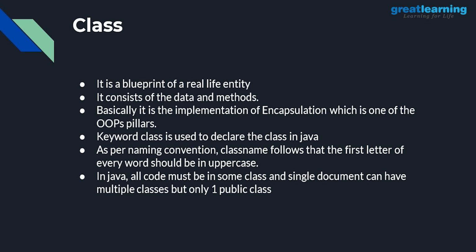Okay, in Java, all the code must be in some class. Everything that we write should be in a class. A single document can have multiple classes, but only one public class. What do you mean by this? In a single document, we can have multiple classes, right?